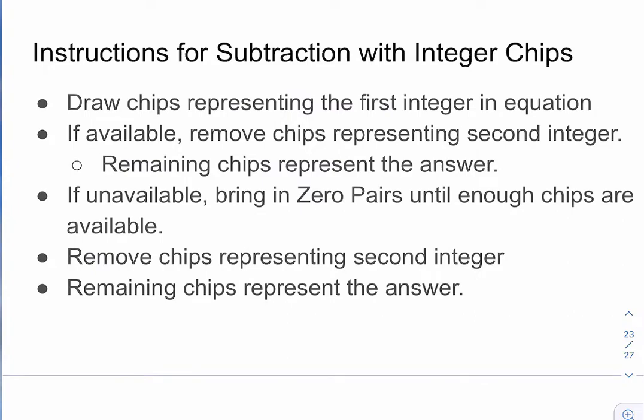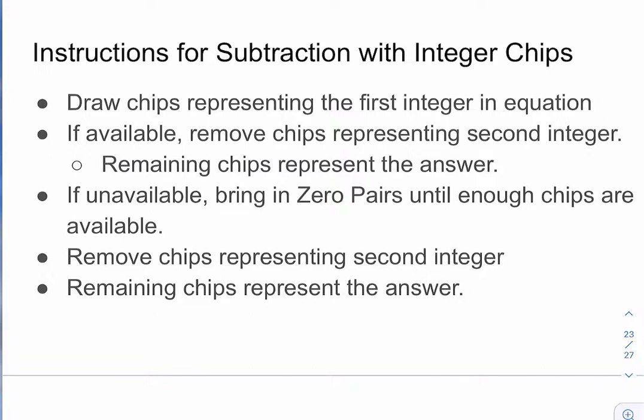This video is about subtraction of integers using integer chips as a visual way to find the answer. So here we see the steps for doing this. First thing we're going to do is draw some chips representing the first integer in the equation. Our second step then is to look and see if there are chips available that we want to subtract. If they are available, then we remove them and the remaining chips are our answer.